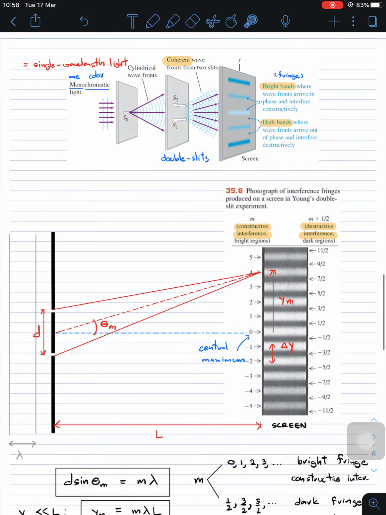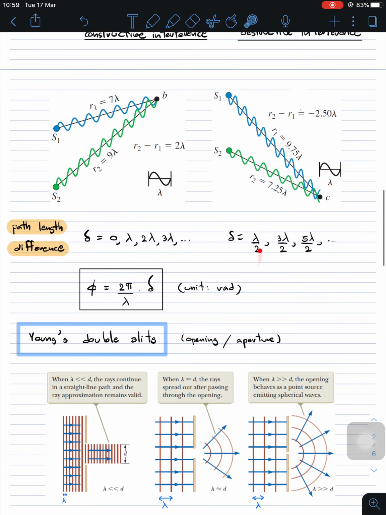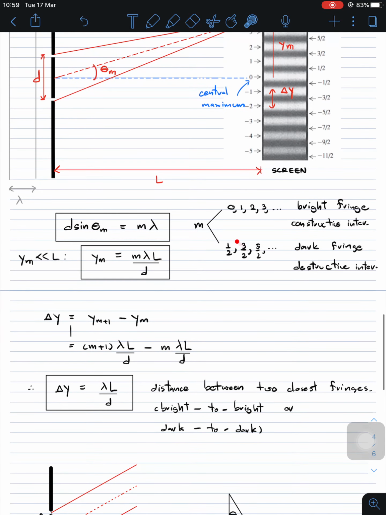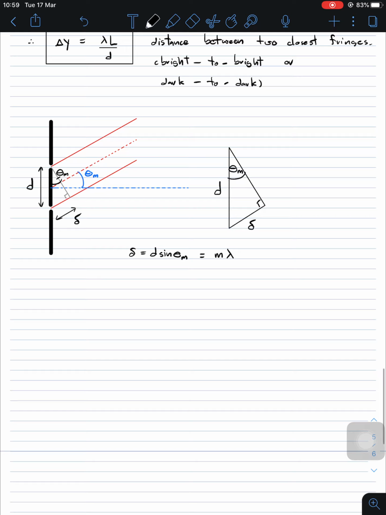But now if we want the condition for the dark fringe, we know that the path length difference equals half of lambda. So we can say that when m equals 1/2, 3/2, and so on, times lambda, we get the dark fringe, or the destructive interference. Okay, so this will be our derivation here.